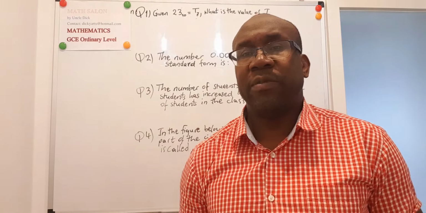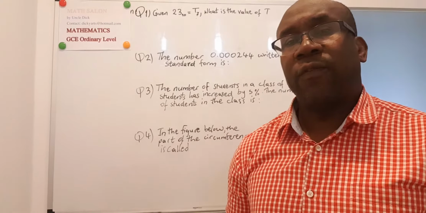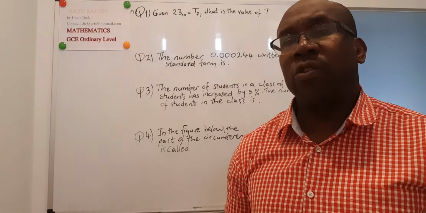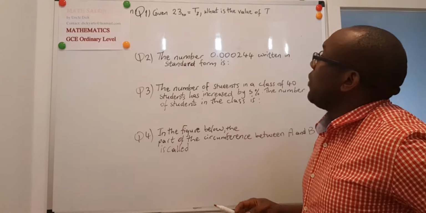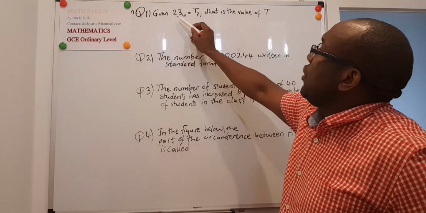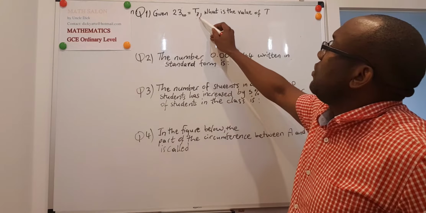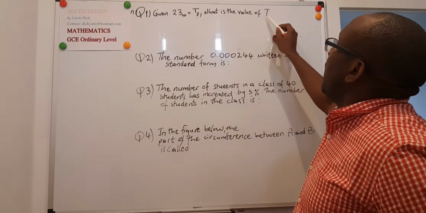I am Dr. Numenem Dixon, and today we'll be looking at 4 Ordinary Level Mathematics Paper 1 questions. The first one we have is, given that 23 to the base 10 is equal to t to the base 7, what is the value of t?